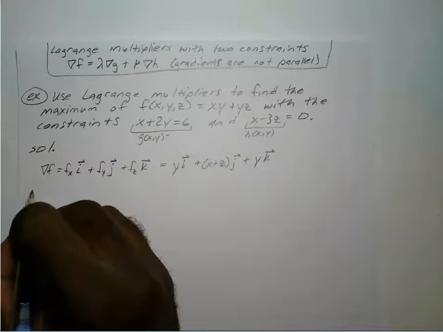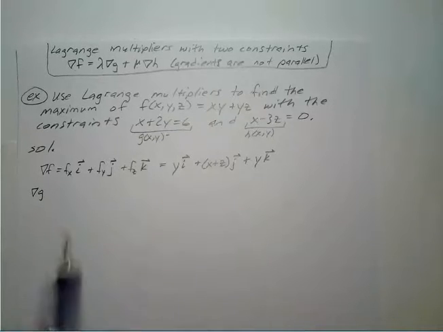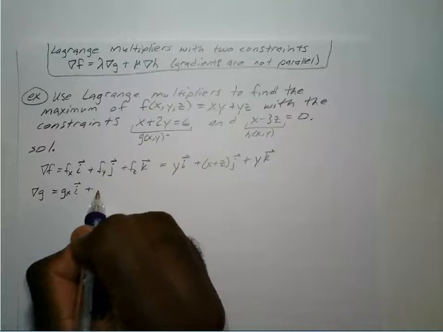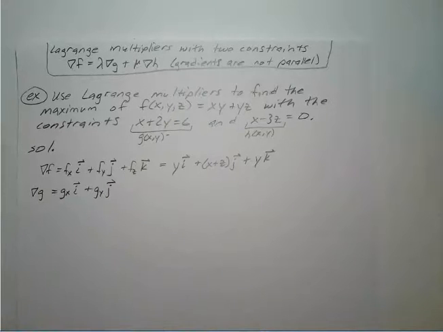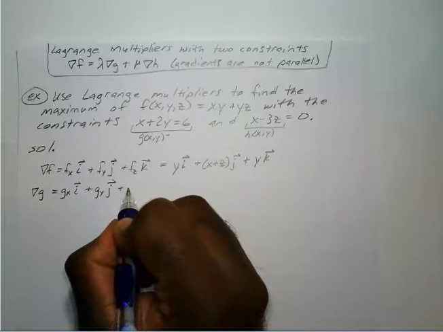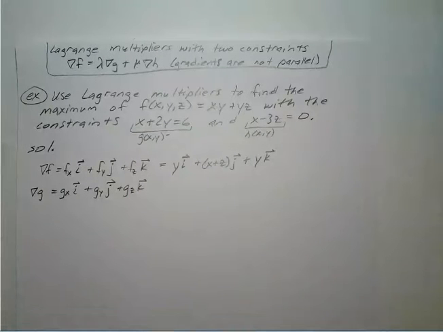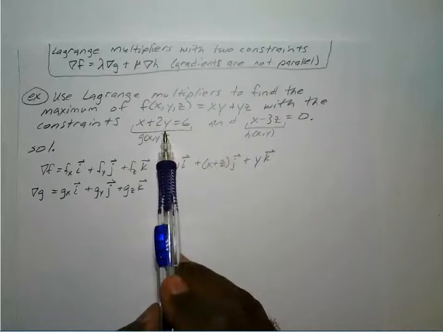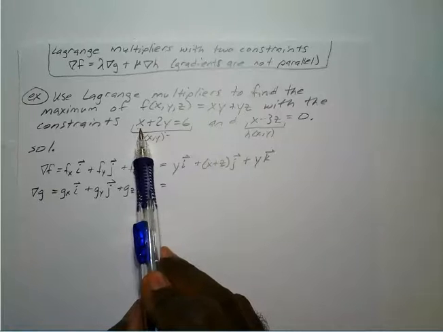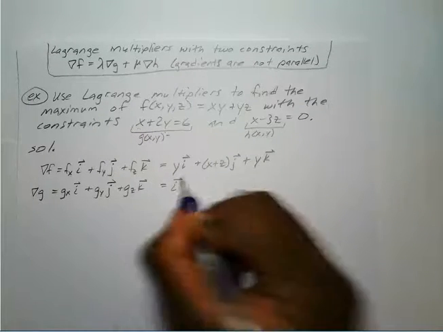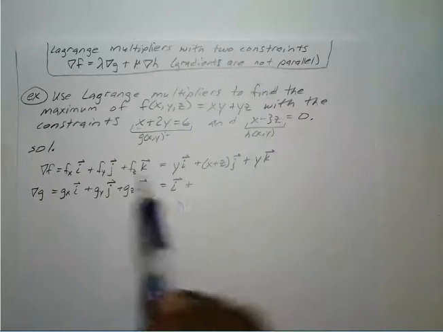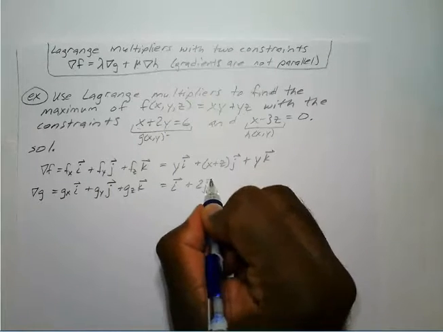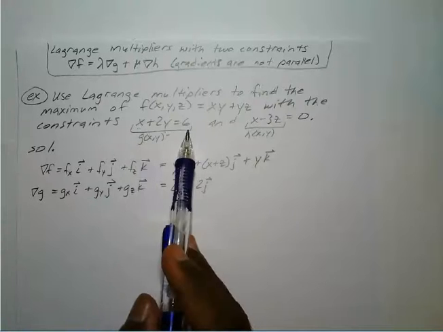So now we find the gradient of our g of x, y. Remember, that's just the partial of g with respect to x times your i vector plus the partial of g with respect to y times your j vector. Oh, plus the partial of g with respect to z times your k vector. Almost forgot that last one. So the partial of g with respect to x is equal to 1, so that's 1 times i, which is just i, plus the partial of g with respect to y, that's just 2, so you have 2 times your j vector. You have no z, so it's all constant, so that would just be 0.